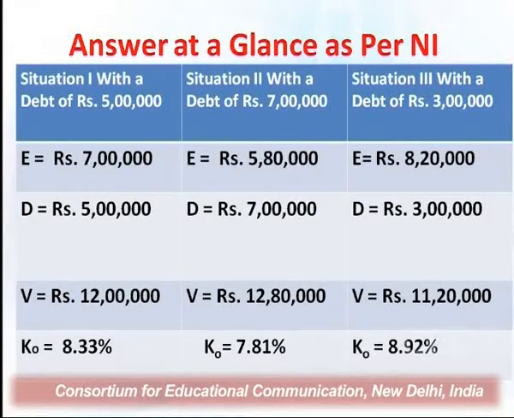And the moment we increase the quantum of debt in our capital structure, what is the outcome? The value of firm changed from 12 lakh rupees to 12 lakh 80,000 rupees, whereas the overall cost of capital declined from 8.33% to 7.81%. My dear students, mind this change: when you increase the quantum of debt in your capital structure, your overall cost of capital is reduced to 7.81% from 8.33%, whereas your value of firm, which was 12 lakh rupees, has become 12 lakh 80,000 rupees.